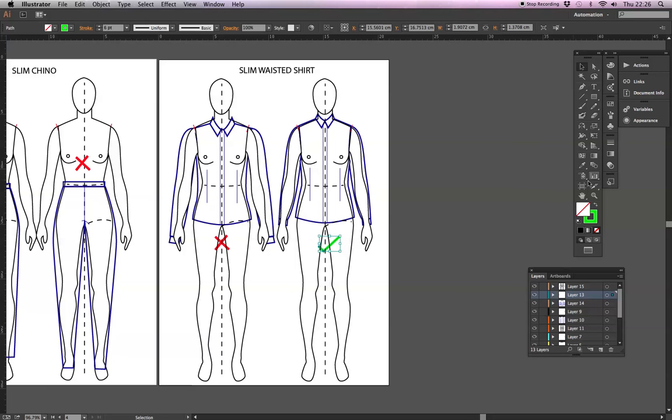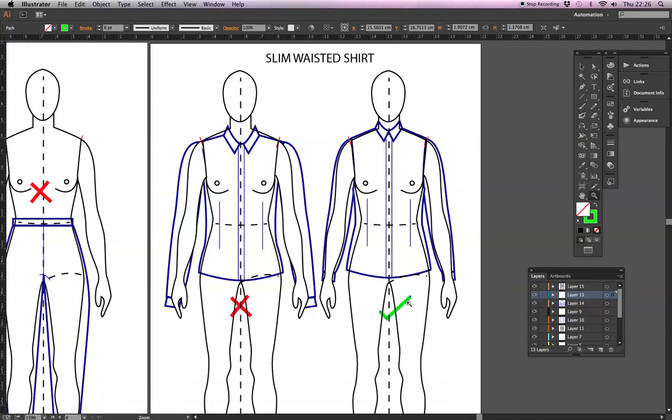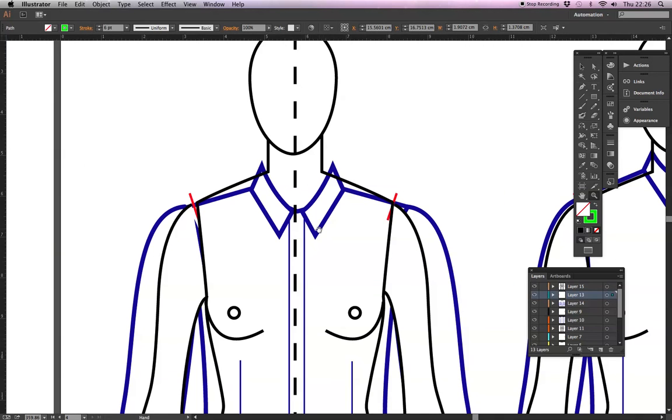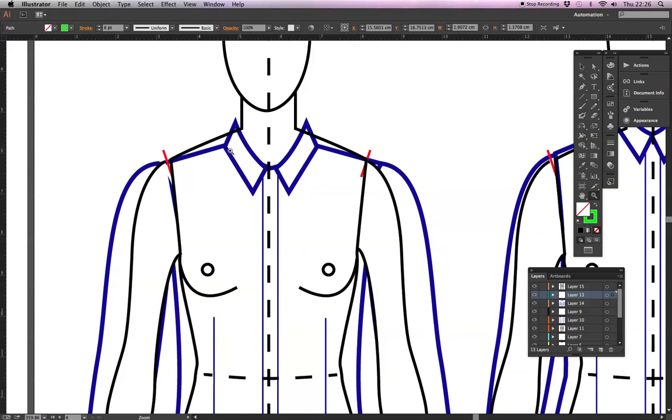So the reason why this one is incorrect, and I could spot it straight away, is number one, if we're using this template as a guide, we can see that our shoulders are not even in the right place. So let's have a look. You can see the shoulders are not in the right position. We can also see that the shoulder slope is not correct. You can see it needs to be more angled. You can see that the shoulders are too broad. They're very wide, very broad from the actual template underneath.